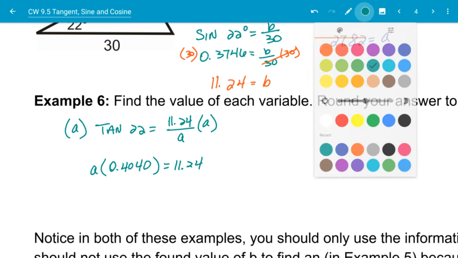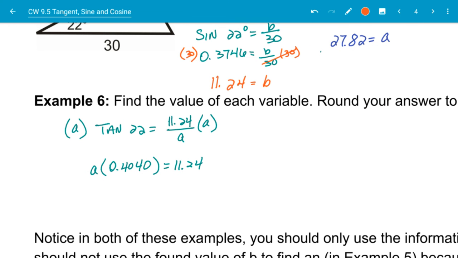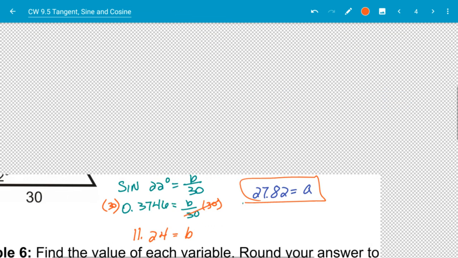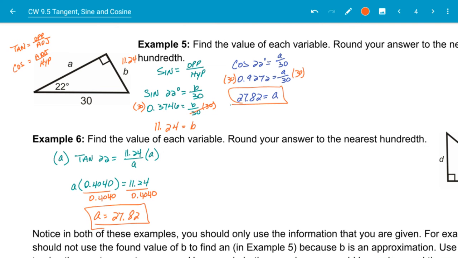Now to get rid of that 0.4040, I have to divide both sides by that to isolate my A. So now I can say 11.24 divided by 0.4040, and that gives me A is equal to 27.821, which is just 27.82. So you can see that whether I use tangent or cosine, I still got 27.82.